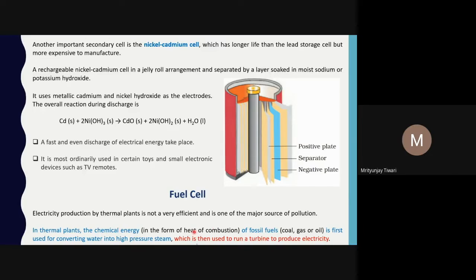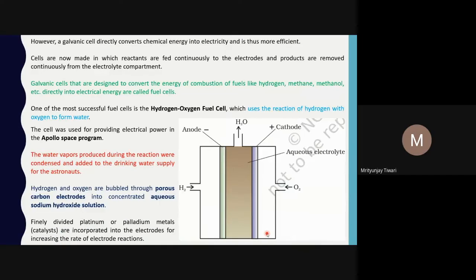So in thermal plants, I'll say again, the chemical energy, which is in the form of heat of the combustion of the fossil fuels, and we know fossil fuels are coal, gas or oils, is first used for converting water into high pressure steam, which is then used to run a turbine to produce electricity. So this is, one can say, roughly a two-step process. First produce heat, burn the fuel, heat will be produced. That heat you use to evaporate water, producing very high pressure steam, and that steam we now use to run a turbine to produce electricity.